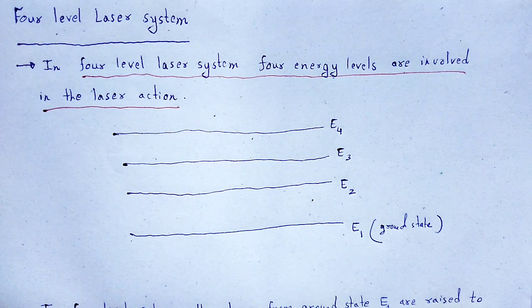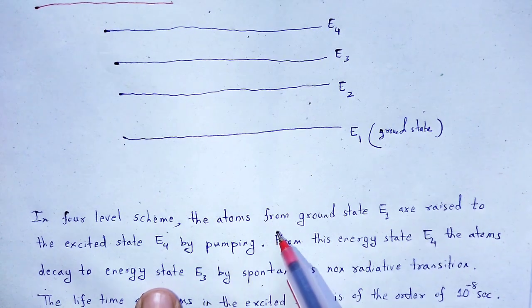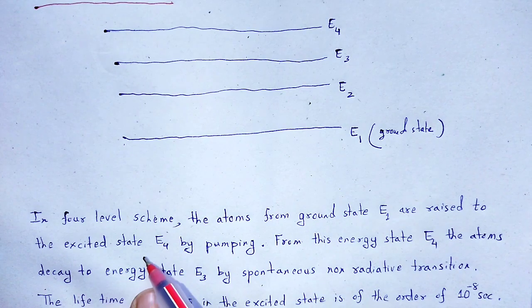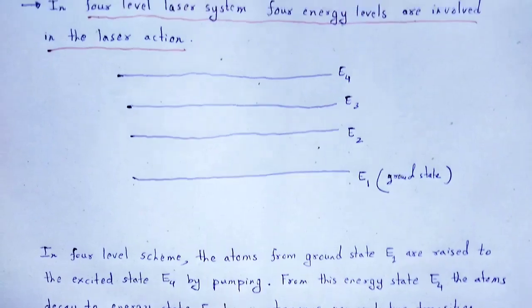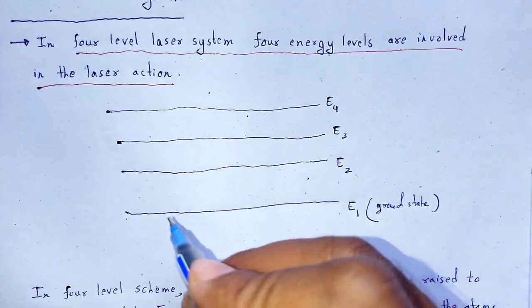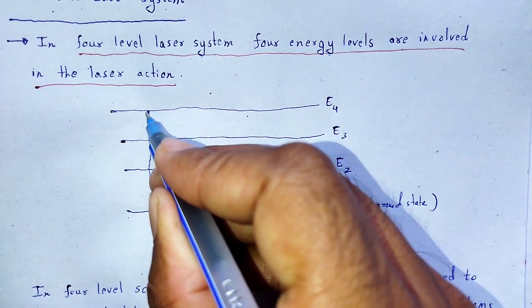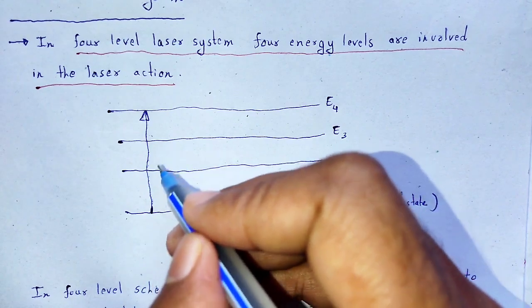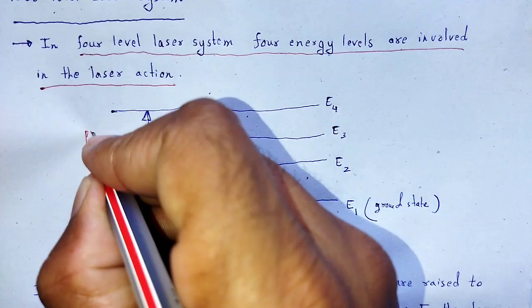Let me understand the actions in a 4-level laser system. In the 4-level scheme, the atoms from the ground state E1 are raised to the excited state E4 by the method of pumping. This is the pumping transition.